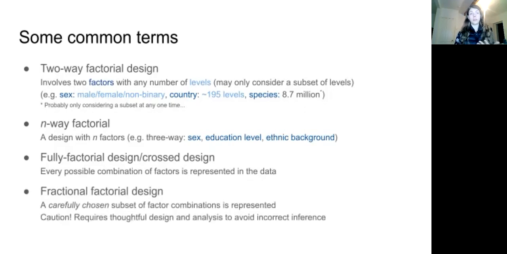A fractional factorial design is, by contrast, a design where not all possible combinations of the factor levels are represented. This may arise simply as a natural consequence of the way the data are collected, as is common in many ecological studies where controlled experiments are not always possible. But a fractional factorial design can also be intentional and can be useful in cases where a carefully chosen subset of the factor combinations is represented in the data. This compromise might be made due to, for example, the cost of running the experiment, but any approach requires careful and thoughtful design to avoid incorrect inference.